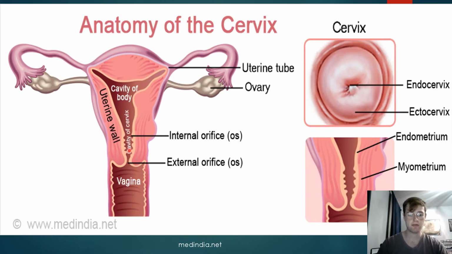Here we have the cervix itself right in this area right here. We have the internal os, which gives way into the cavity of the body. We have the cavity of the cervix, which is just this small canal here. And we have the external os, which gives way into the vagina. And as we can see right here, these folds right here, those would be the vaginal fornix.